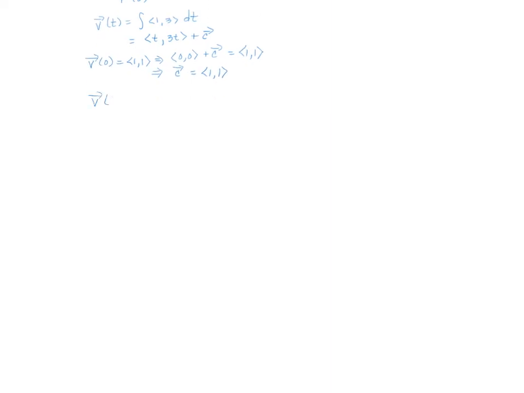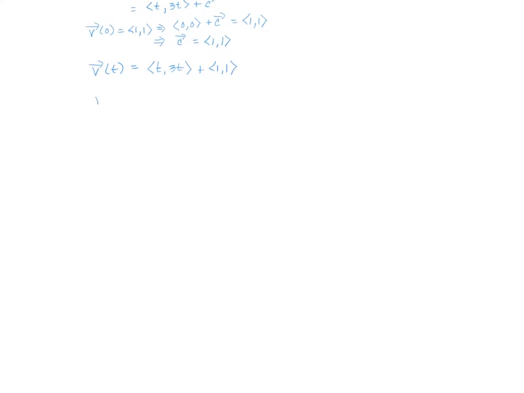Our velocity vector is now the vector ⟨t, 3t⟩ plus ⟨1, 1⟩. And oftentimes in MyMathLab, they will leave it as the addition of two vectors. But the nicer way to write it is to combine these to be the vector ⟨t plus 1, 3t plus 1⟩. So we found our velocity vector. The next thing we have to do is find our position vector.